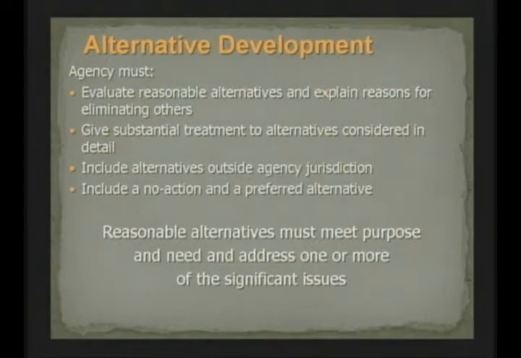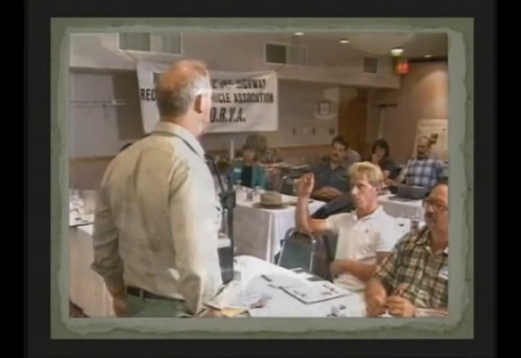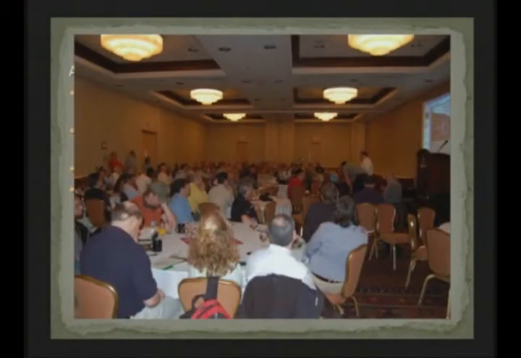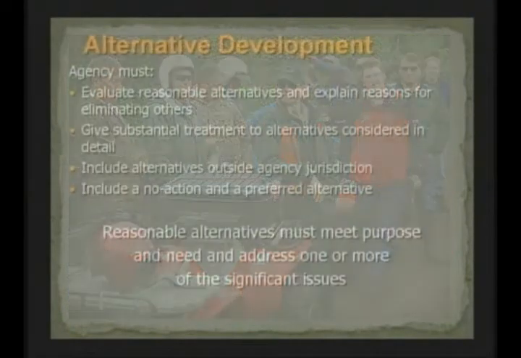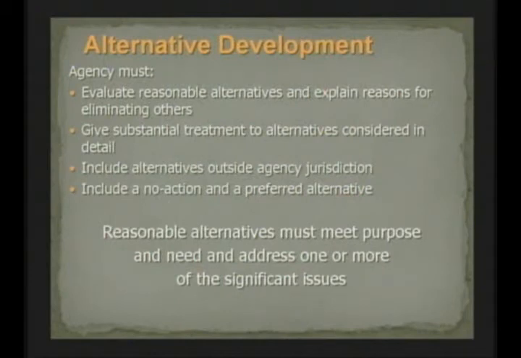This is why it's important to review and comment on the purpose and need statement and provide comments during scoping. This is your opportunity to identify issues you feel need to be addressed. After reviewing the agency alternatives, it may be beneficial for an enthusiast group to consider developing its own alternative. But remember, they must comply with the purpose and need and address one or more issues.